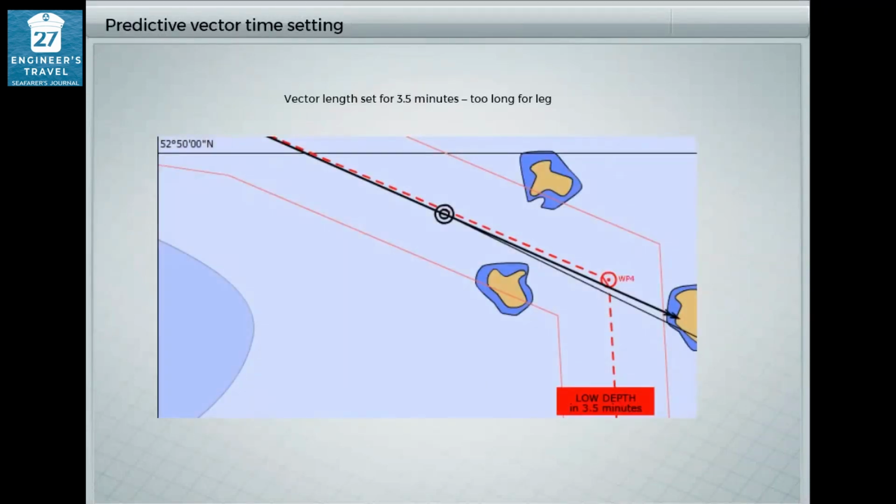Getting the right length of vector is important to safeguard against grounding. Too short a vector gives insufficient time to take action. Too long a vector can cause continuous alerts in areas close to navigational hazards. The illustration shows the vector is too long for this leg of the route in a pilotage area and sets off an unnecessary alarm.